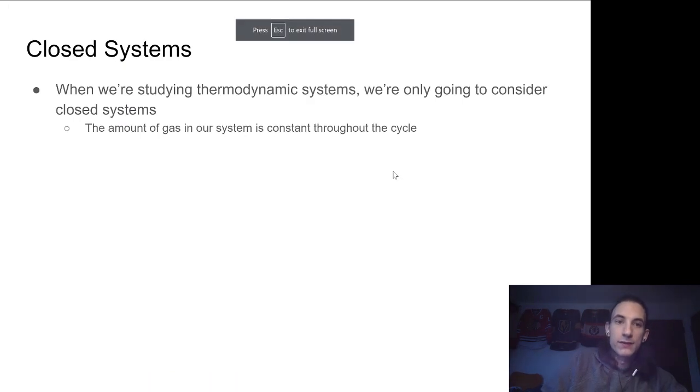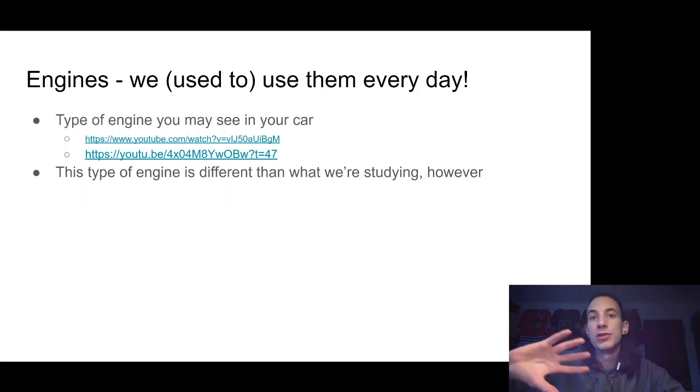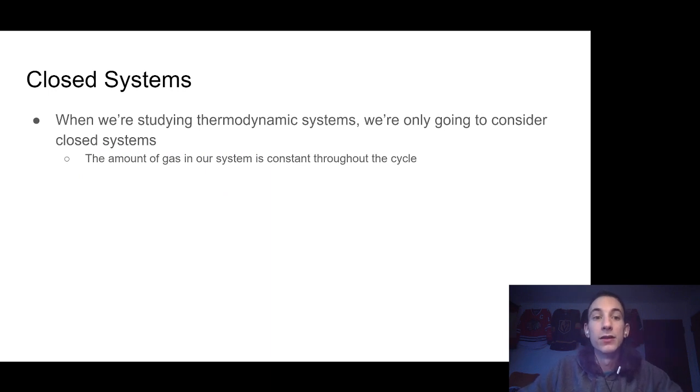That type of engine is going to be a little different than the engine that we're studying, because what we saw there is not a closed system. In what we just saw, the gas is ignited and then pushed out through the exhaust. So that's not a closed system. That's a system where the amount of moles of gas is changing. What we're going to look at is a closed system, where the amount of gas in our system is constant and enclosed. We can compress it, we can heat it, but the moles of gas will always stay the same. We're not going to look at situations where the moles are changing.